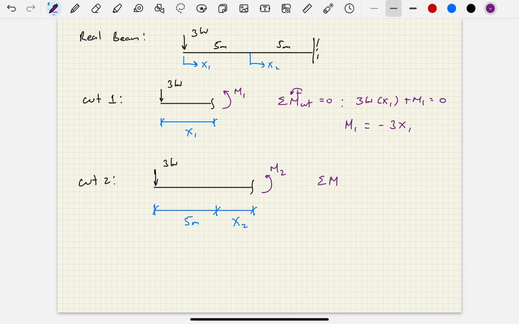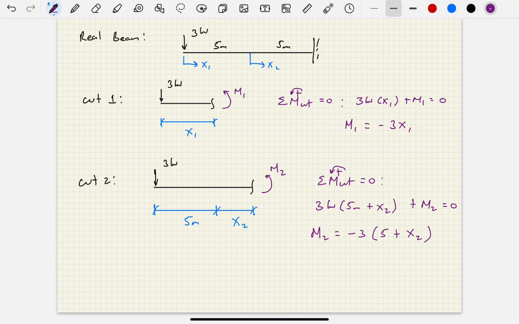And so we're going to say sum of the moments about the cut equals 0, counterclockwise positive. And so we're going to say 3 kilonewtons times the quantity 5 meters plus x2, plus M2 equals 0. And of course, we can say M2, do some rearranging, negative 3 times the quantity 5 plus x2. Okay, and of course, you can include the units in there as well.